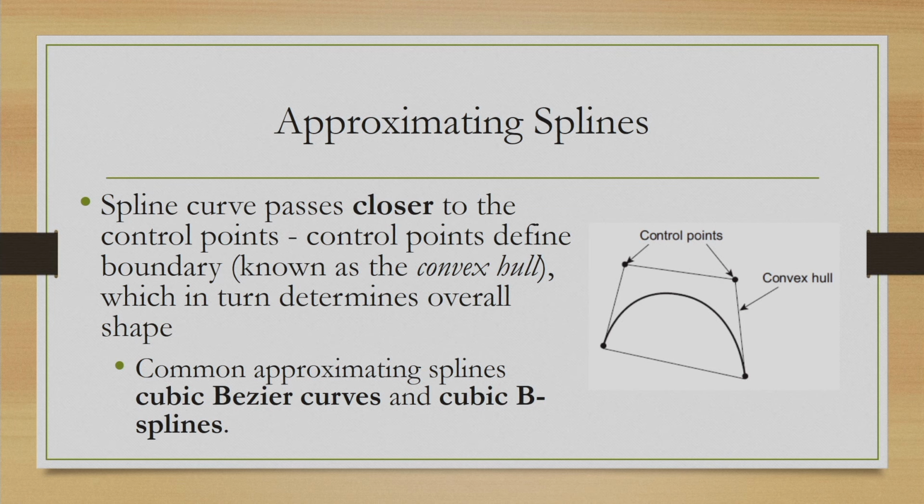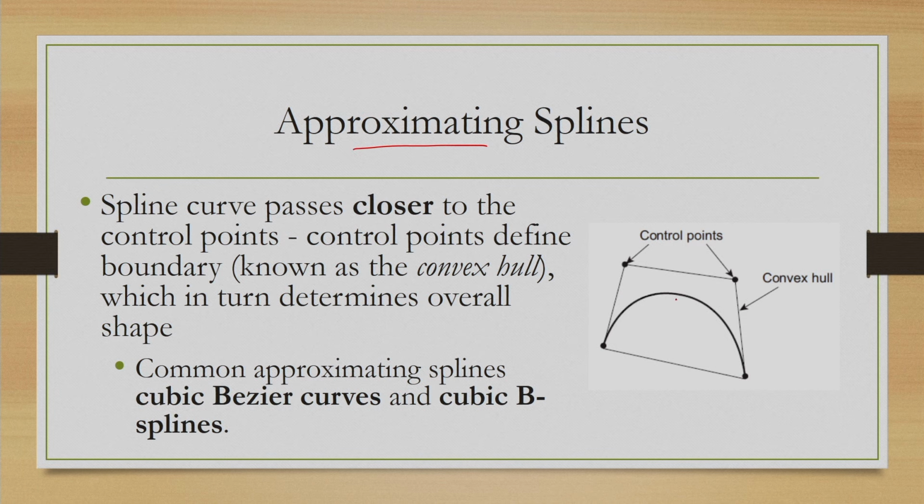The other type of spline curves are called approximating splines. Here, control points are used to define a boundary or convex hull.